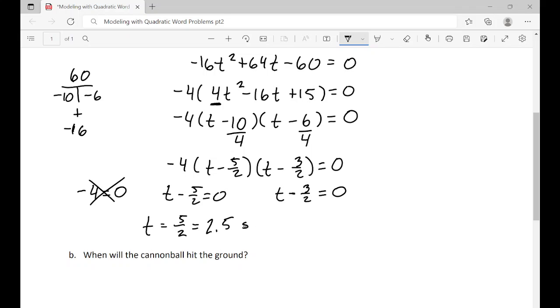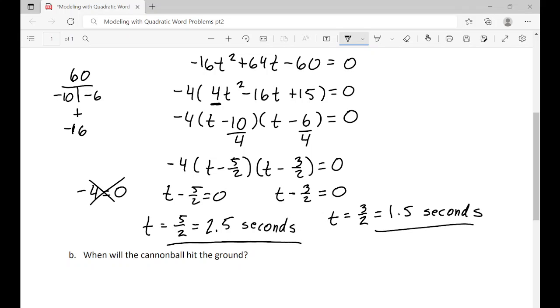2.5 seconds. Do the same thing over here. Add the 3/2 over, and I'm going to get 3/2, and I will convert this to normal time like I usually use, which is going to be 1.5. And make sure to use my unit of measure, seconds. So the cannonball will be at 320 feet in 2.5 seconds and in 1.5 seconds. And it makes sense because when it launches off of a building, it goes up and down, and it'll be at 320 here and here.